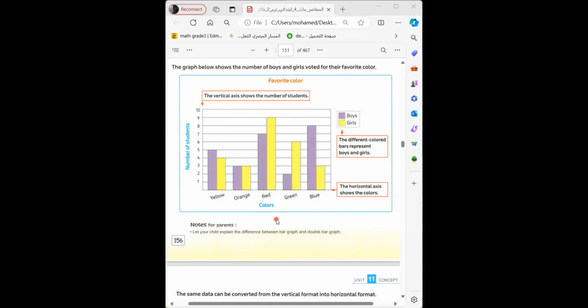But which color is favorite for boys? The most color. Amazing. It's the blue. Look at the boys. They got the purple. So they choose the blue. Understand? Easy.